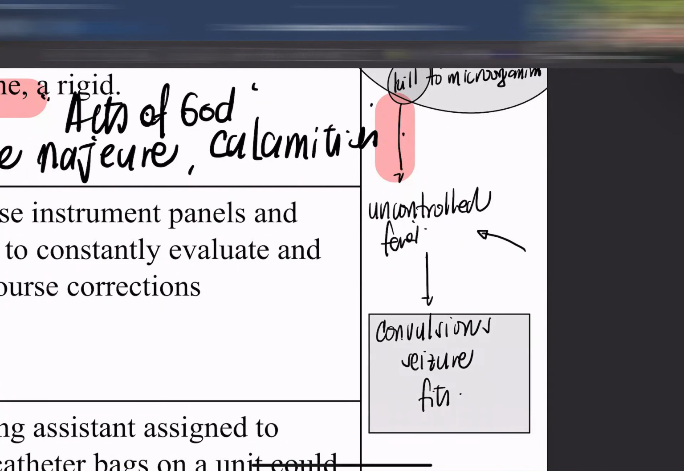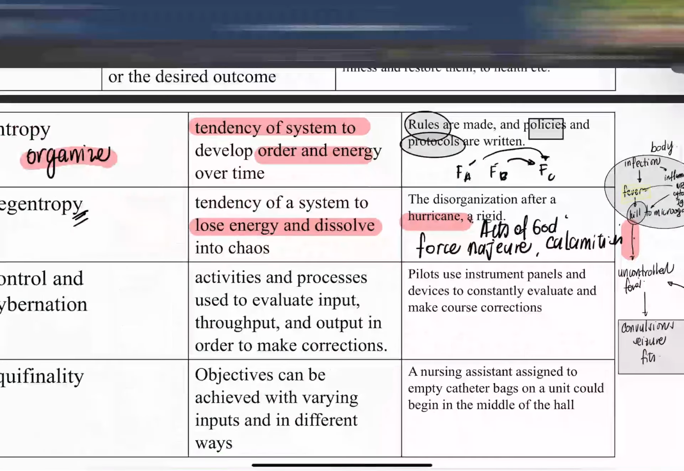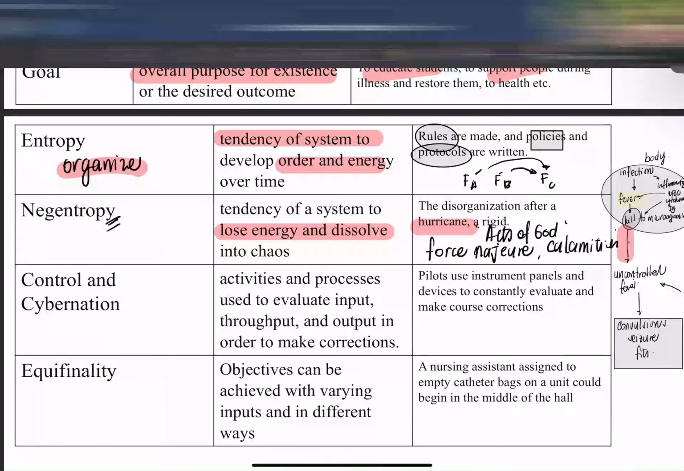So kung kaya when you are applying the systems model, okay, you would also know that there are activities that need to be done in order class to evaluate the input, throughput, and output in order to make corrections. Okay, and that activity class is referred to as your controls. Those are your examples of controls. So in this case class, what was our control? We tried to control the fever, and that is using your TSB, and that is using your medications.